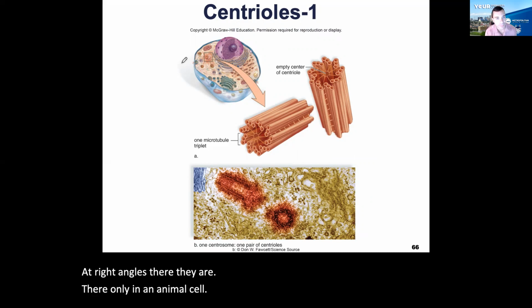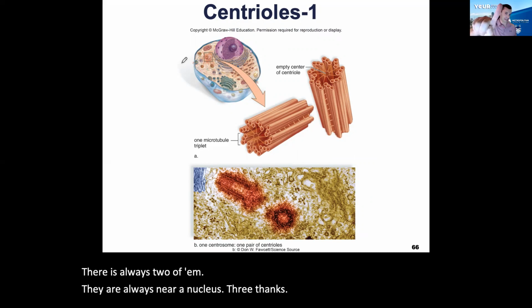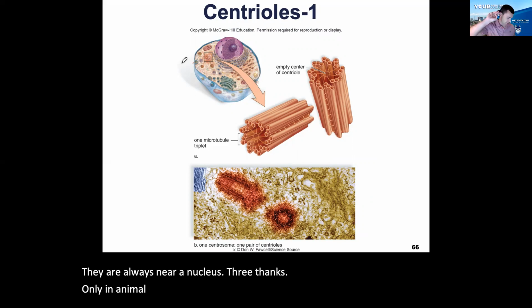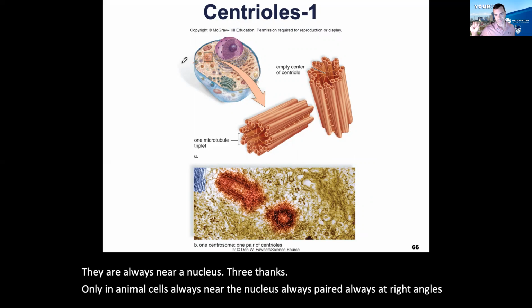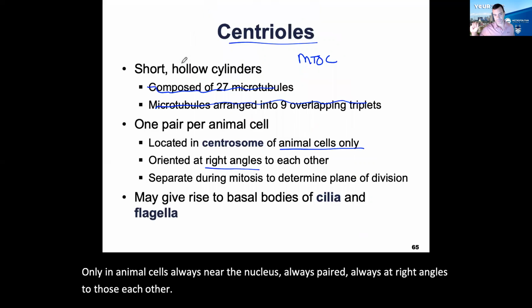There's always 2 of them. They're always paired. They're always near a nucleus. 3 things. Only in animal cells. Always near the nucleus, always paired, always at right angles to each other. Okay. Collectively, they're referred to as a centrosome.